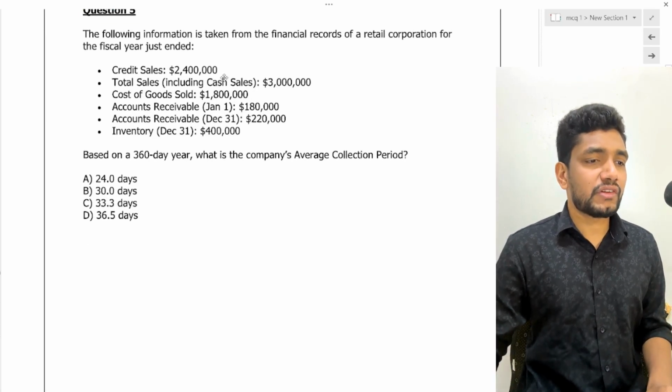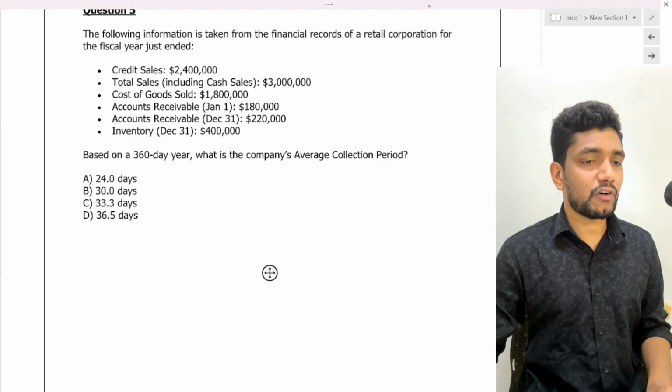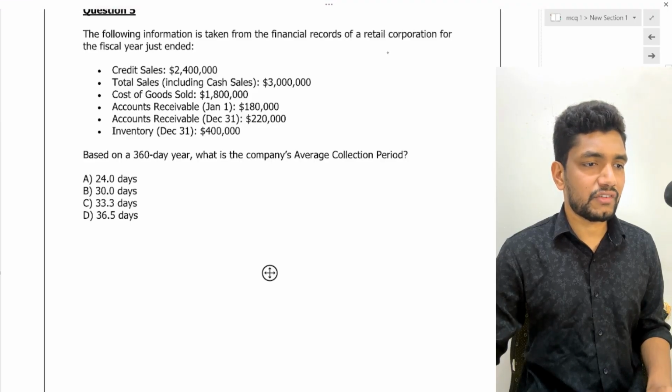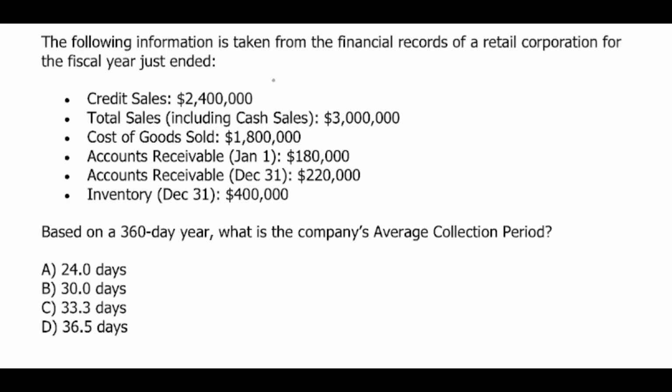The following information is taken from the financial record of a retail corporation for the fiscal year just ended. Credit sales 2.4 million. Total sales including cash sale, it is 3 million. Cost of goods sold 1.8 million. Account receivable in the beginning, it is 180,000. Account receivable at the end, it is 220,000. Inventory on 31st December, it is 400,000. Based on 360 days, what is the company's average collection period?